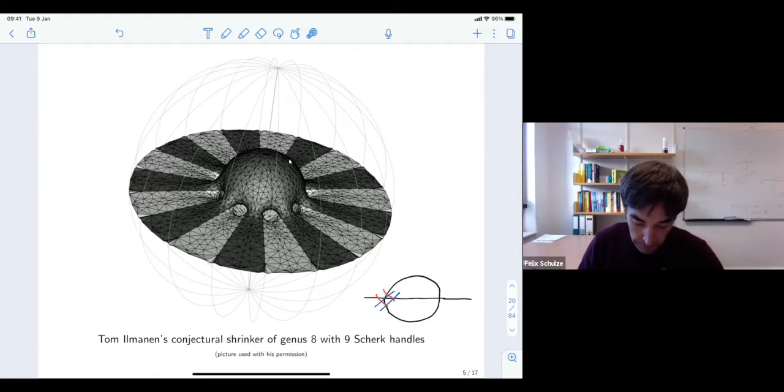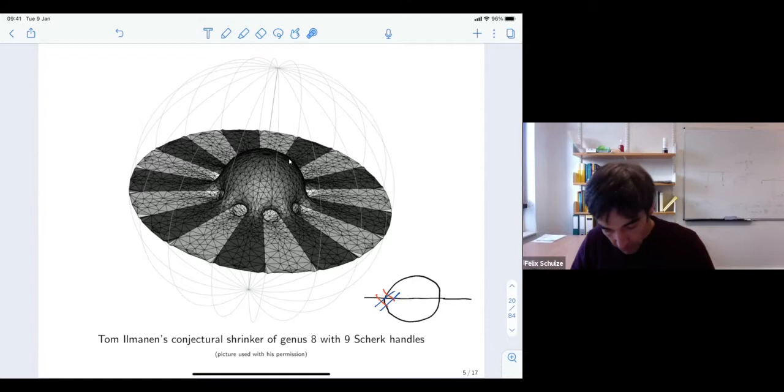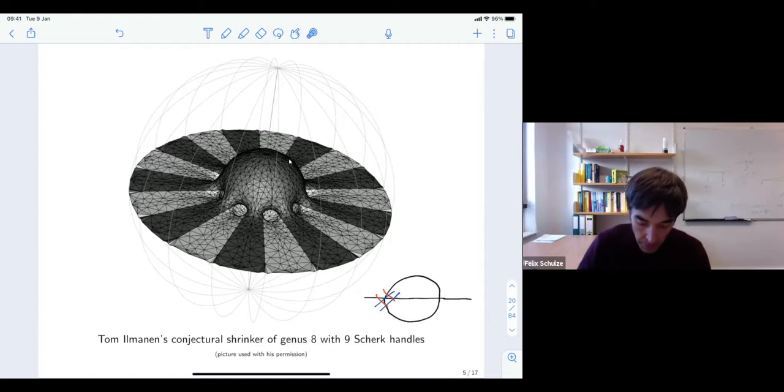The other interesting thing here also is that when Kapouleas, Kleene, and Møller and Nguyen did this desingularization, what you usually do is you do this as a singular perturbation problem. So you start from the singular configuration and try to find an approximate solution, where you glue in a bent Scherk surface around here, and then you use the inverse function theorem and try to find an exact solution.